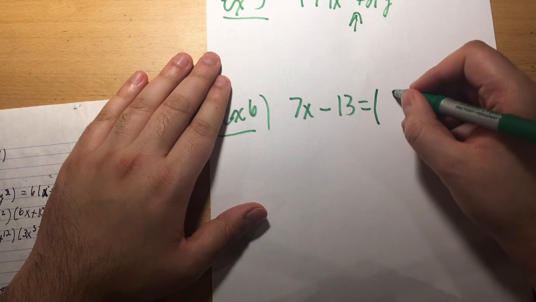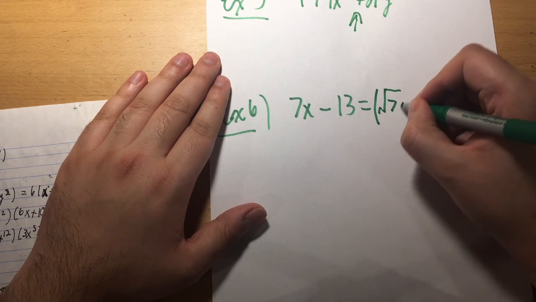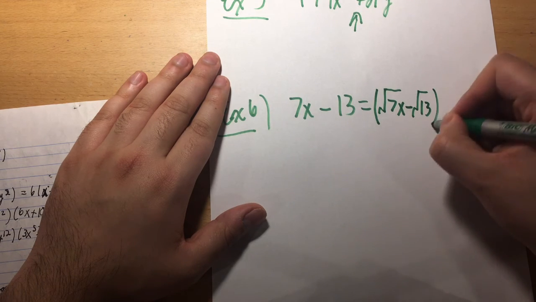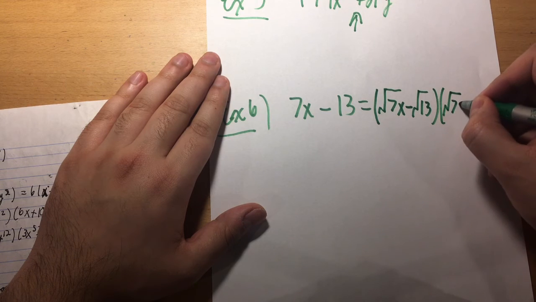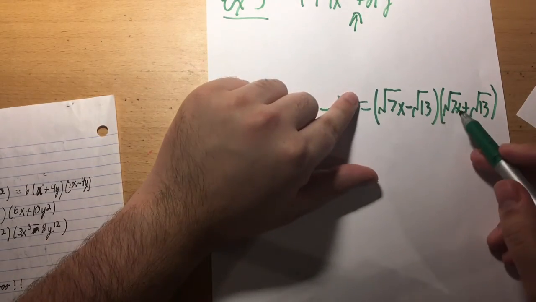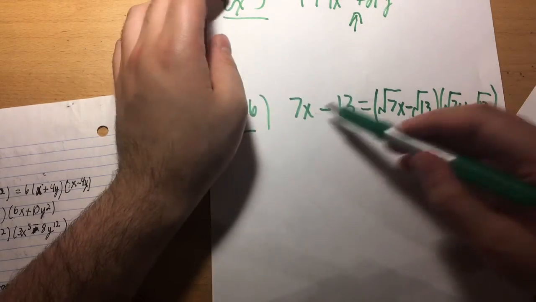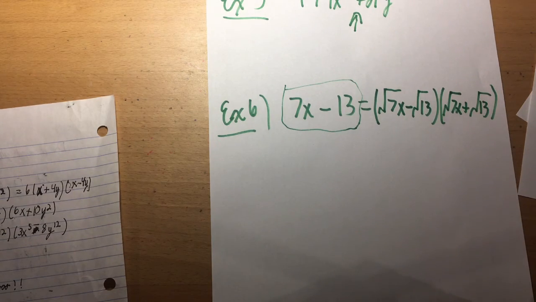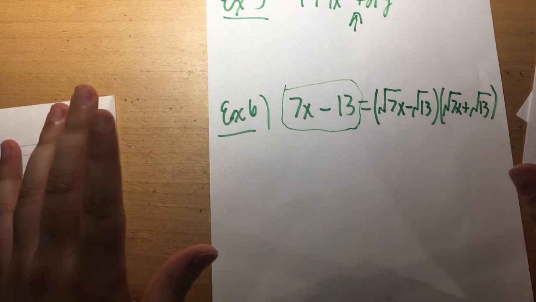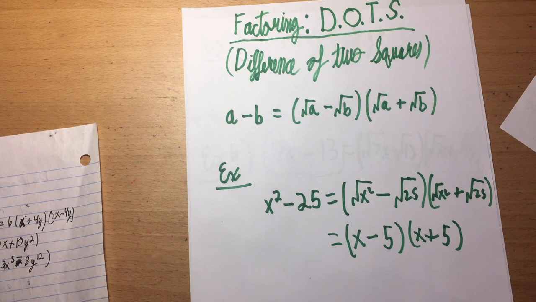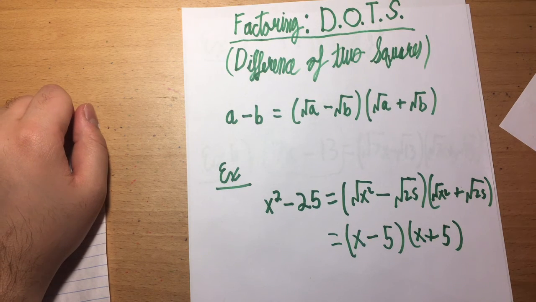But you can still rewrite this as square root of 7x minus square root of 13 times square root of 7x plus square root of 13. If you multiplied these, if you just FOILed these, you would get back to this answer, right? So it follows the same equation for difference of two squares, although it's just not exactly helpful here. All right, so that was the general overview for difference of two squares, right?